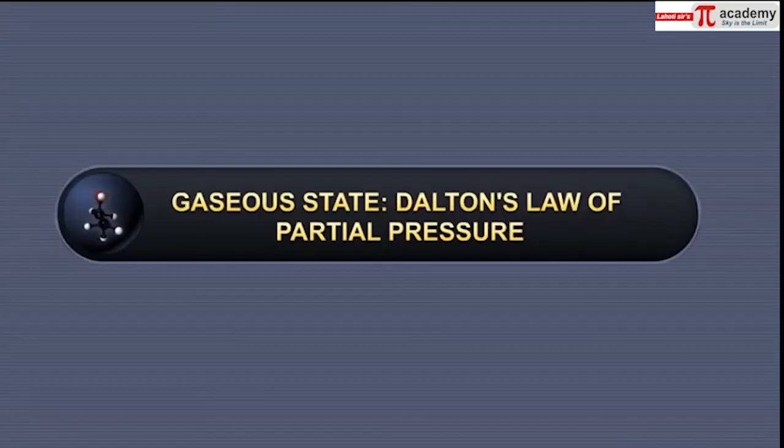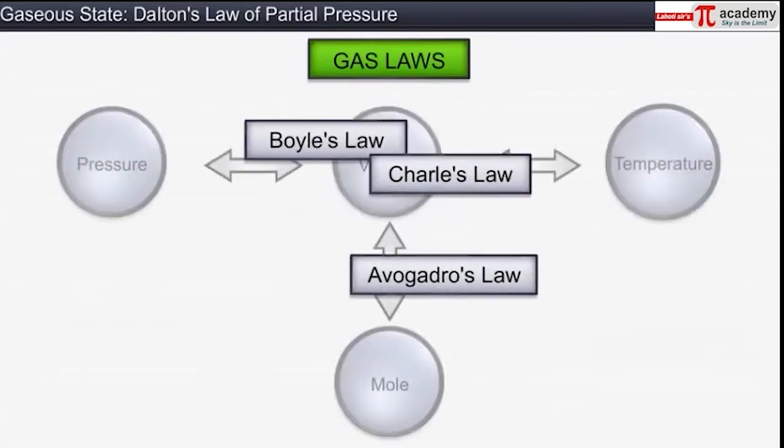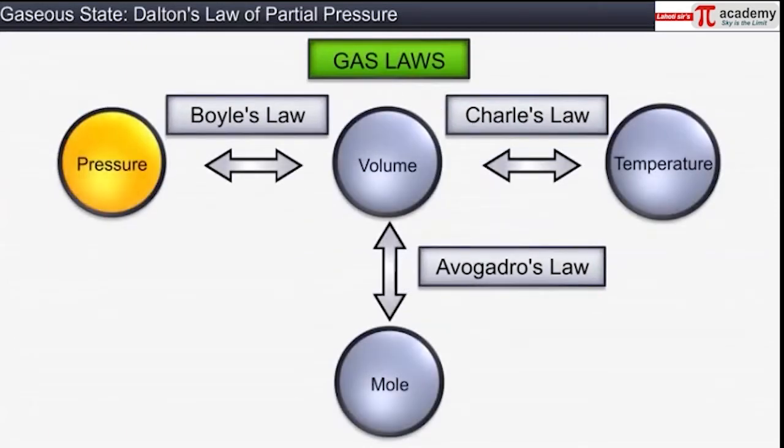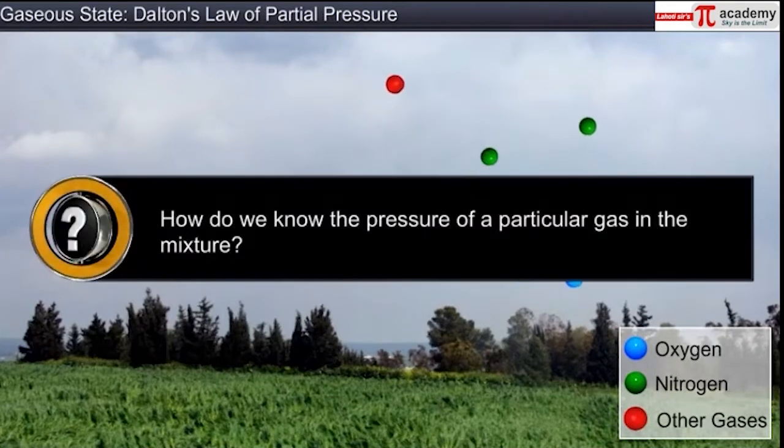In this module, you will learn about Dalton's law of partial pressures. The various gas laws that we have learnt establish the relationship among pressure, temperature, and volume occupied by a certain number of moles of a gas. But air is a mixture of various gases. So how do we know the pressure of a particular gas in the mixture?